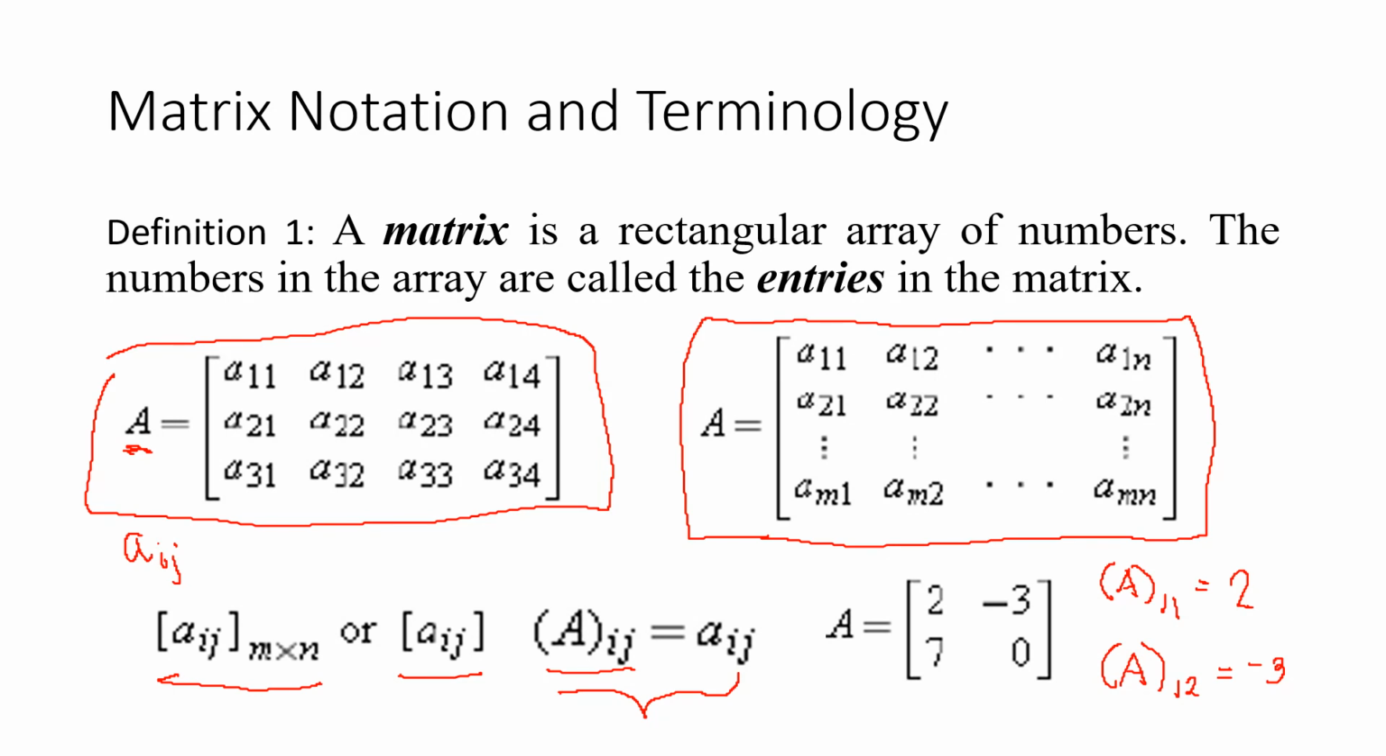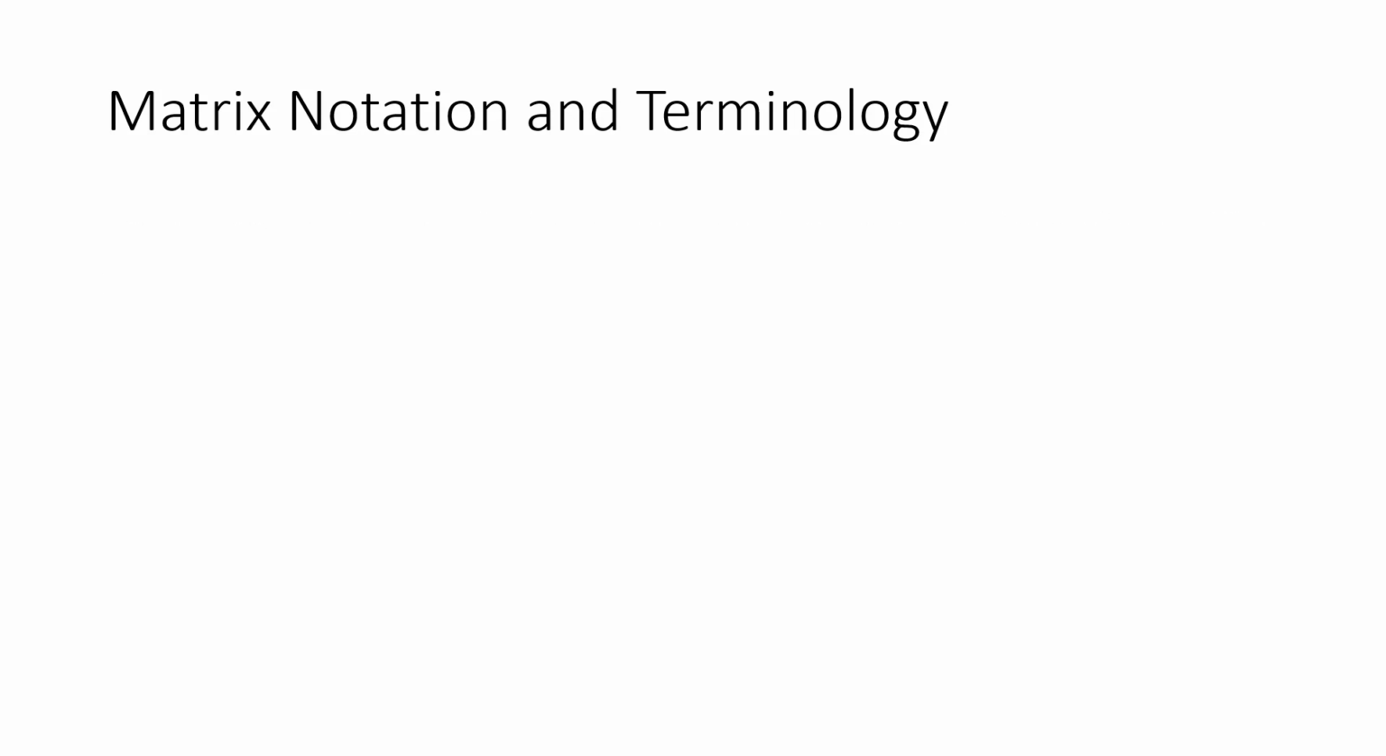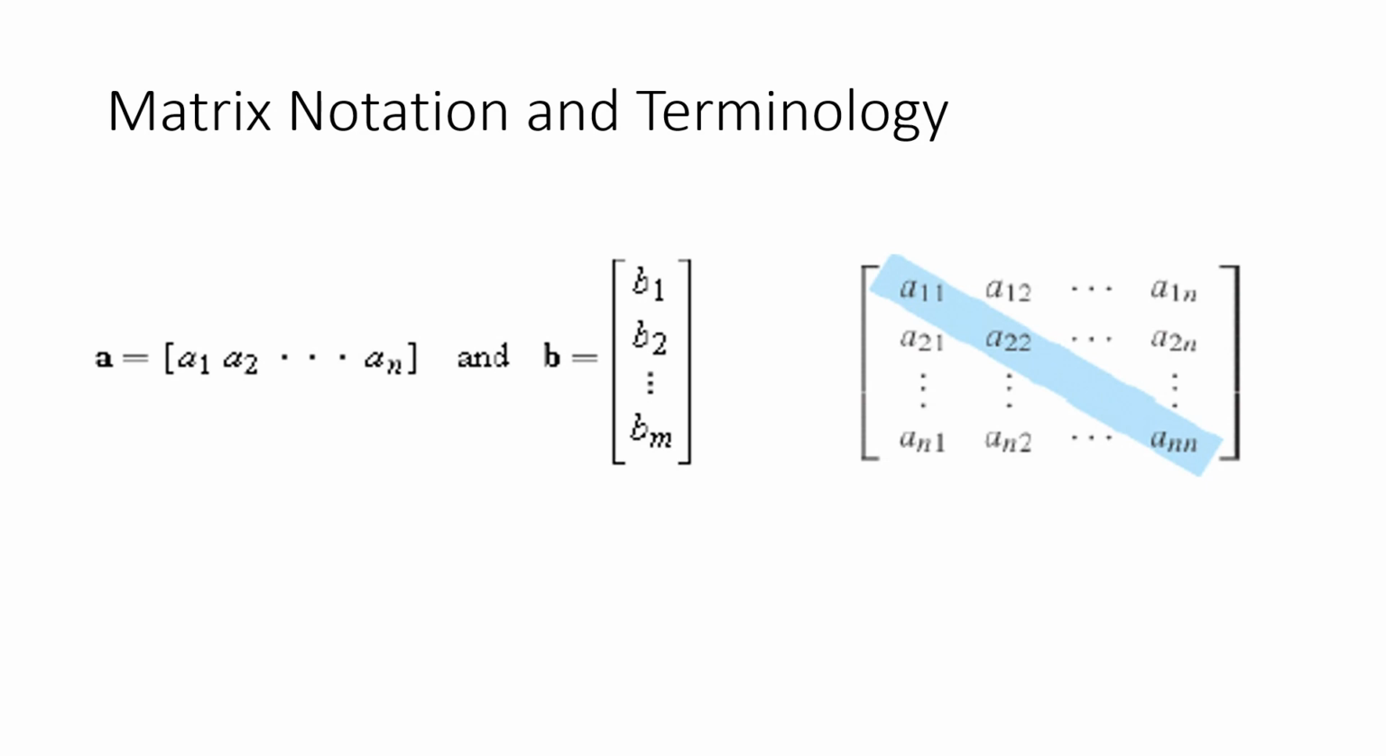The row and column vectors are of special importance, and it is common practice to denote them by boldface lowercase letters rather than capital letters. For such matrices, double subscripting of the entries is unnecessary. Therefore, the general 1 by n row vector a and a general m by 1 column vector b would be written like this.